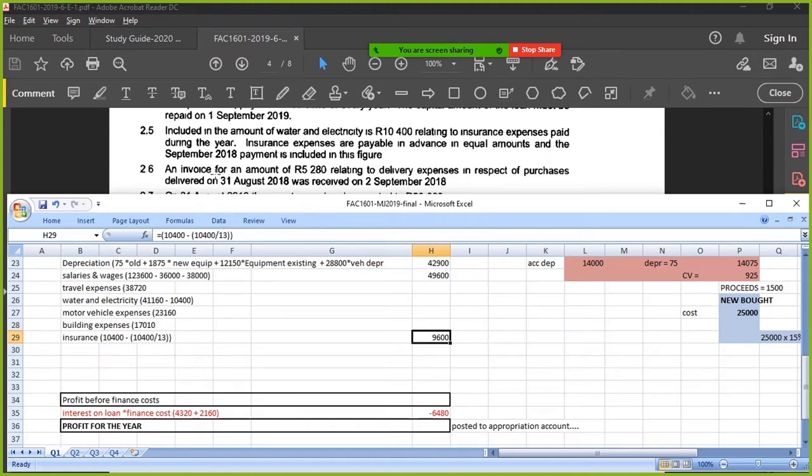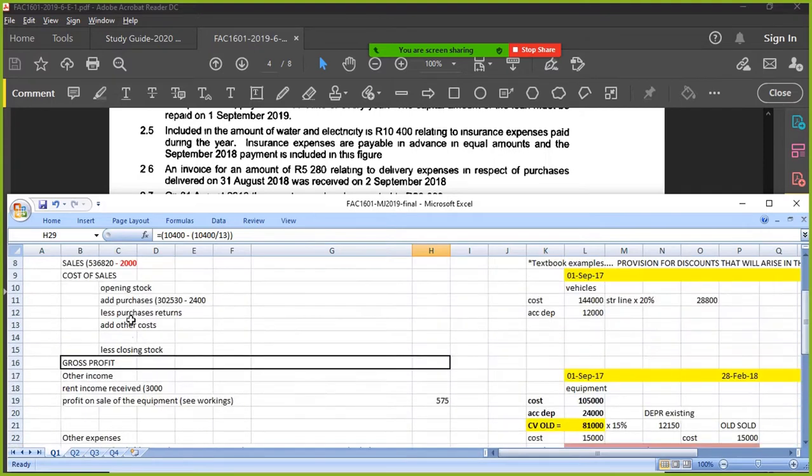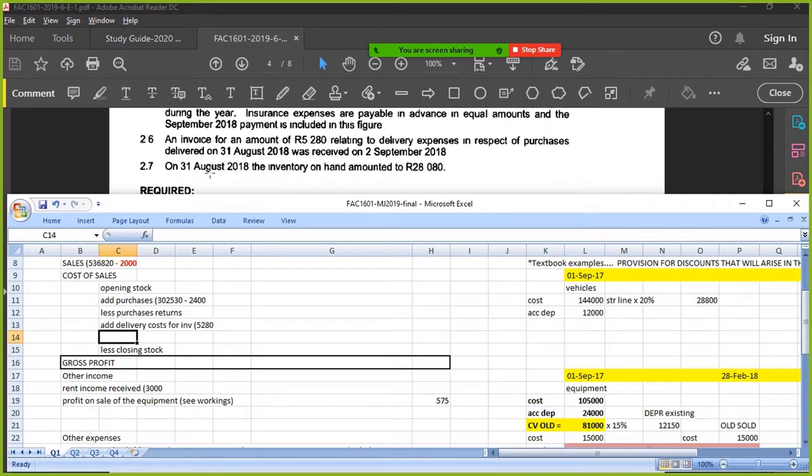Okay, next, 2.6. An invoice for an amount relating to delivery expenses in respect of purchases on the 31st was received on the 2nd of September. So it was delivered on the 31st, but only received on the 2nd of September. So that is an accrual. This is for purchases, so you do have other costs here. Add delivery costs for inventory, in brackets, 5280.